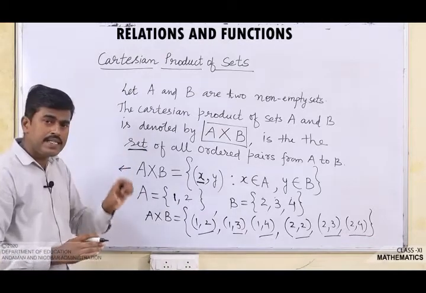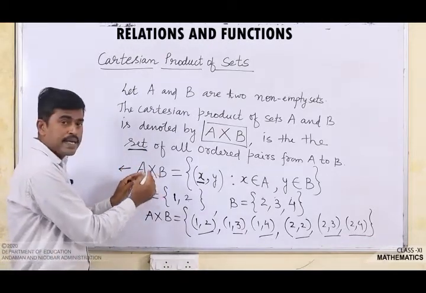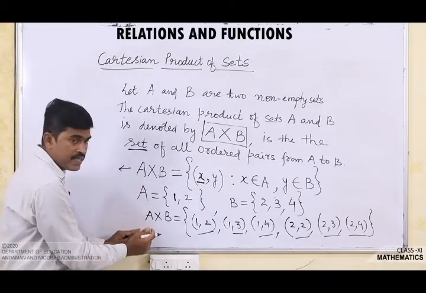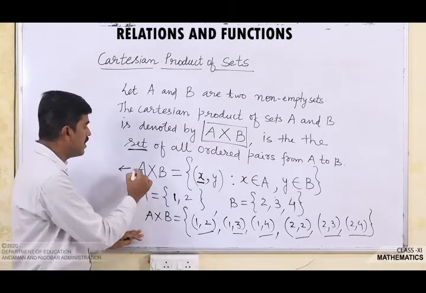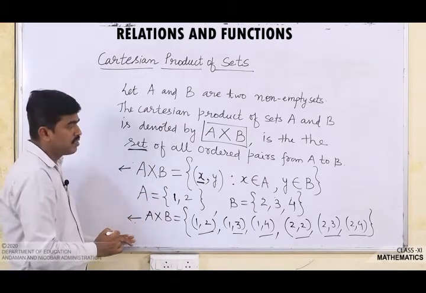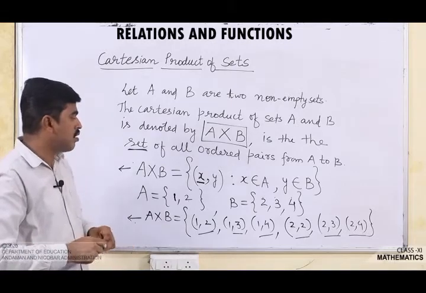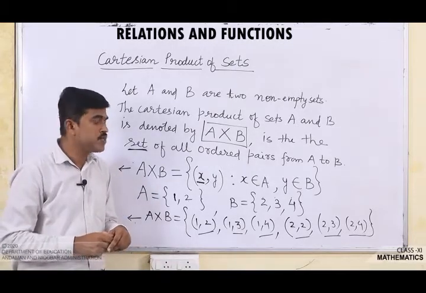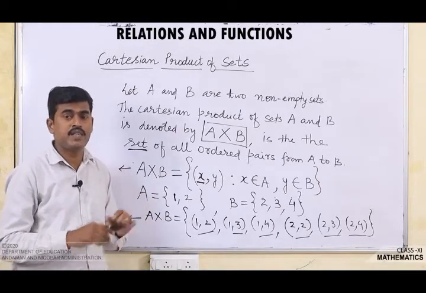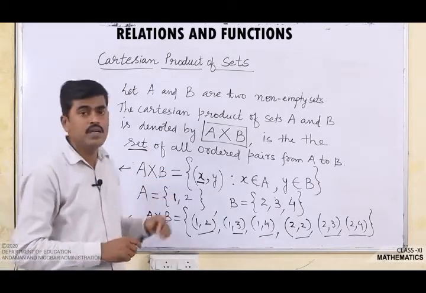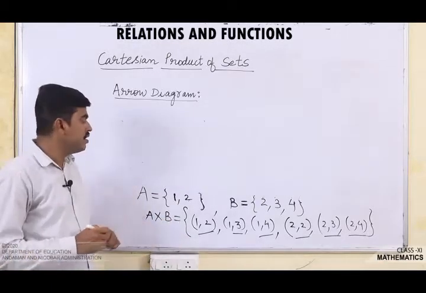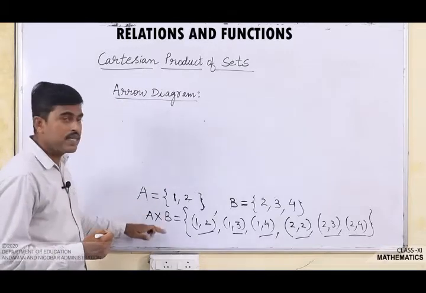Okay. So the Cartesian product of A and B can be represented in set builder form and also in roster form. You know that this is the set builder form and this one is the roster form. Now the Cartesian product of two sets can also be represented by an arrow diagram. So arrow diagram is the visual representation of Cartesian product. So let's see the arrow diagram for this Cartesian product.